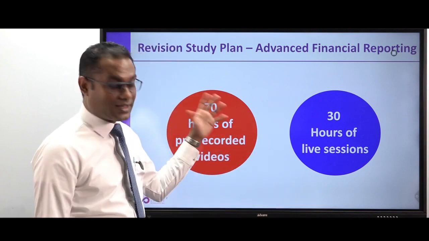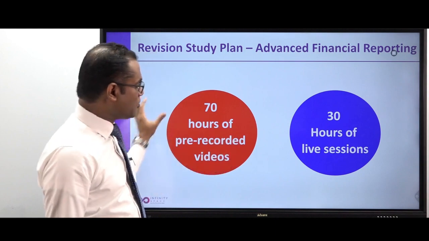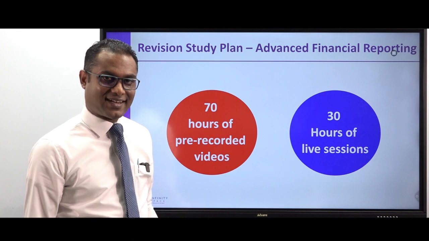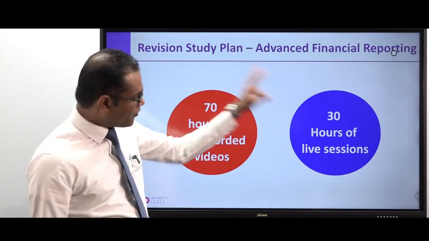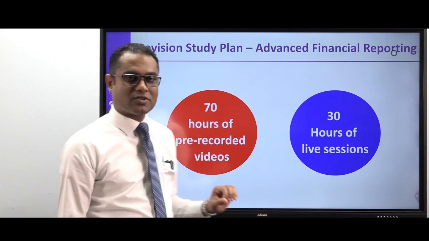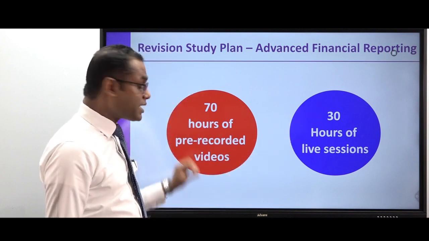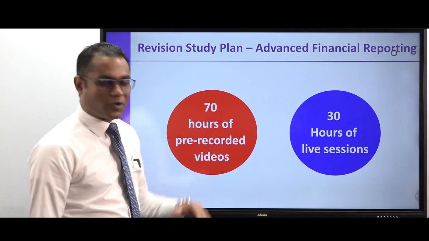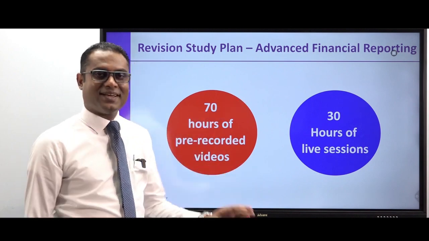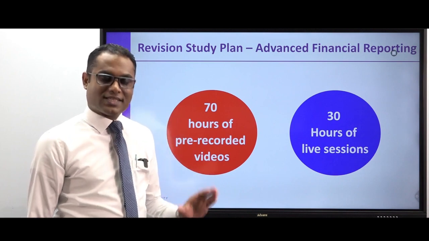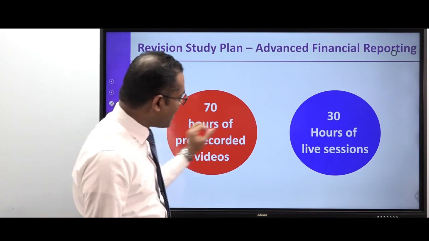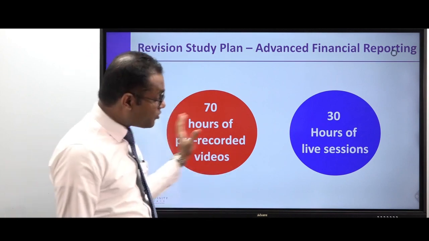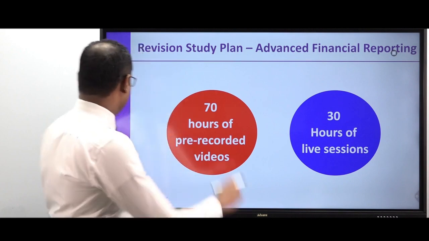Now you have the essential theory module. In the exam preparation module, the entire syllabus would be discussed by way of questions, right? It's a question-based revision covering the entire syllabus, which consists of 100 hours, 70 hours of pre-recorded videos and 30 hours of live sessions. So when you go to the examination, you don't need to do anything else. Watch the videos in the essential theory module and spend 100 hours on this. You will definitely get a good result in the examination if you follow the instructions, right?